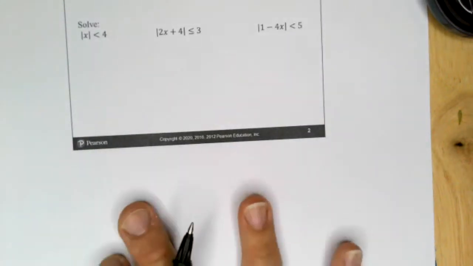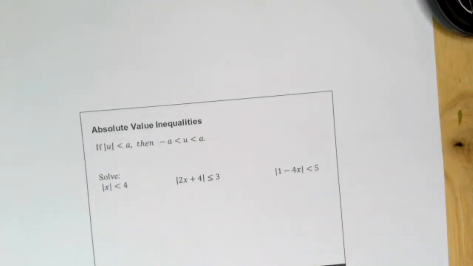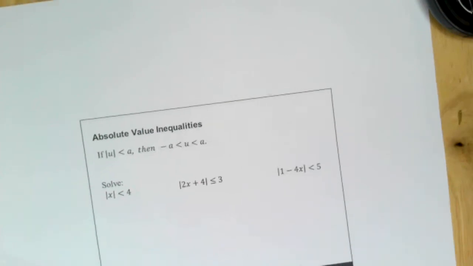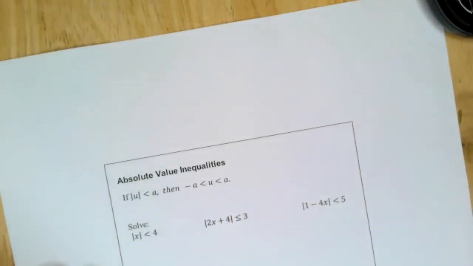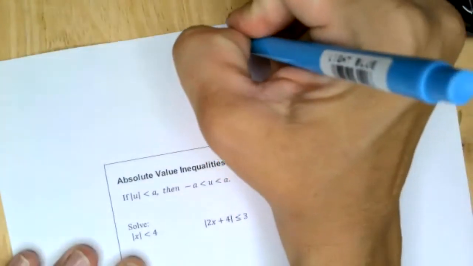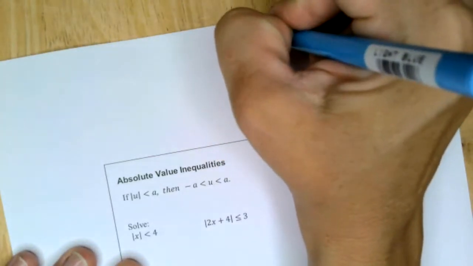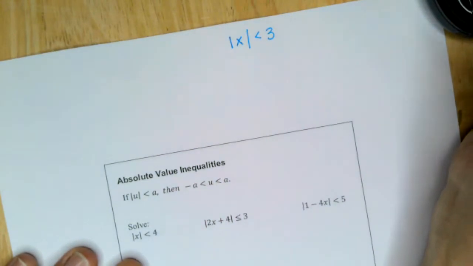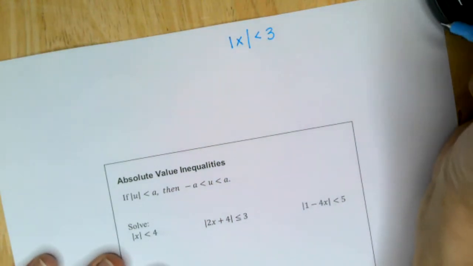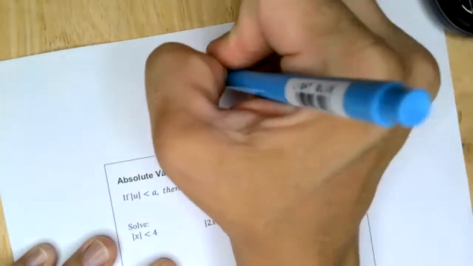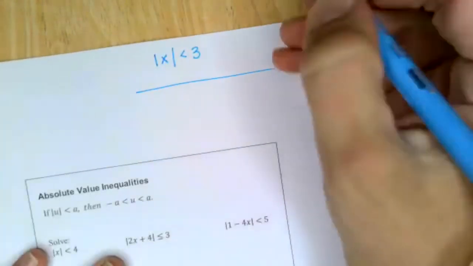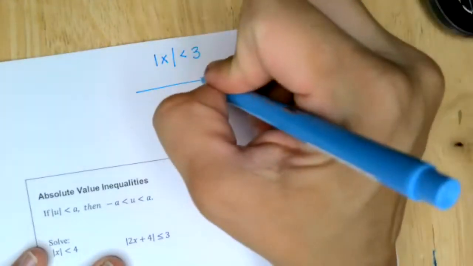Now we have inequalities. With inequalities, let's just start with an example. All right, our example is the absolute value of x is less than 3, okay? Think of every value I could substitute for x, take its absolute value and get a number smaller than 3. Think about where that would be on the number line.